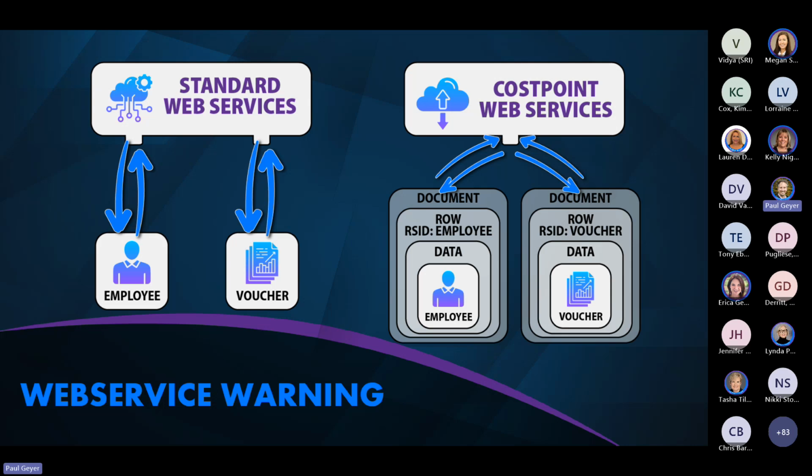Costpoint uses a very generic solution. So it has one endpoint for reading, one endpoint for writing, but those are the only two endpoints. Whether you're applying a voucher, an employee, a project, whatever you're sending, it's always the same endpoint. And that means that our document gets very generic. Instead of just sending an employee, the top level has a document that says, hey, I'm going to do an employee import. Under that document, we have a row that says, hey, I'm going to do an employee. Under that row, we have data. And then in our data, we now have the attributes of the employee.